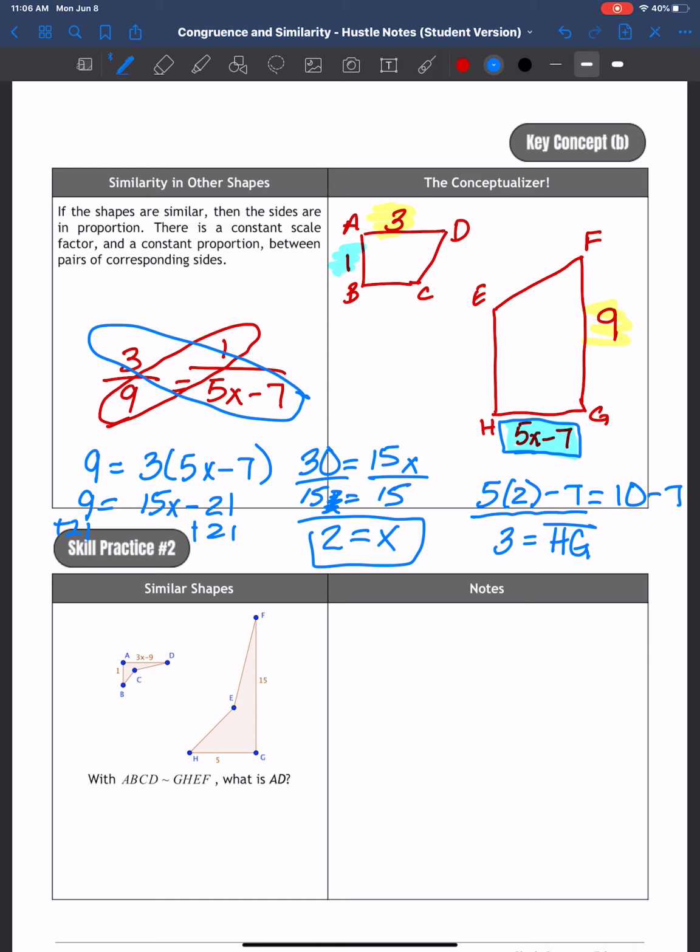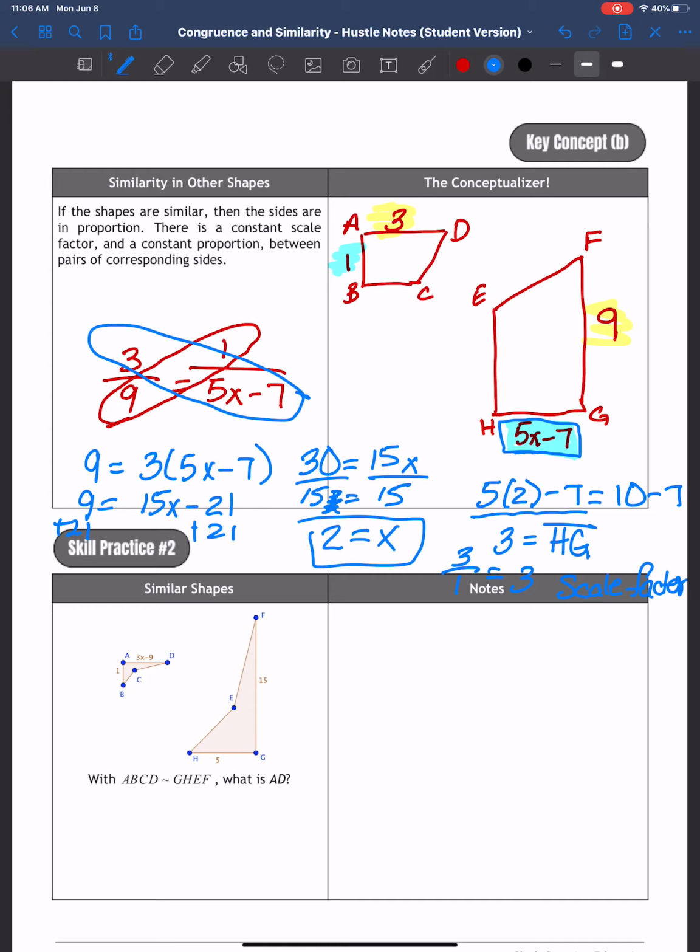And then you can set it up, well, this side divided by that side. So 3 divided by 1 equals 3. That is your scale factor.